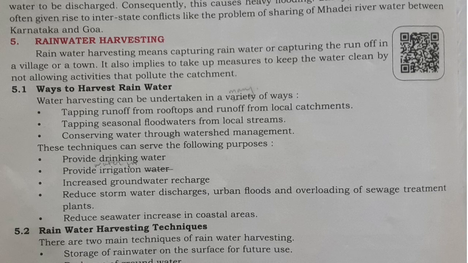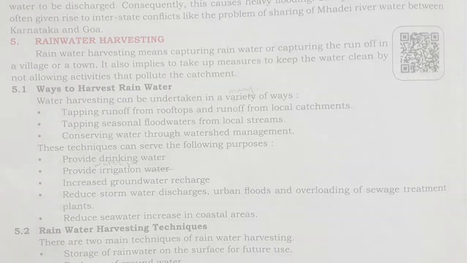Here are ways to harvest rainwater. Rainwater harvesting can be undertaken in many ways. First, tapping runoff from rooftop and runoff from local catchment. Second, tapping seasonal flood water from local stream. Third, conserving water through watershed management.